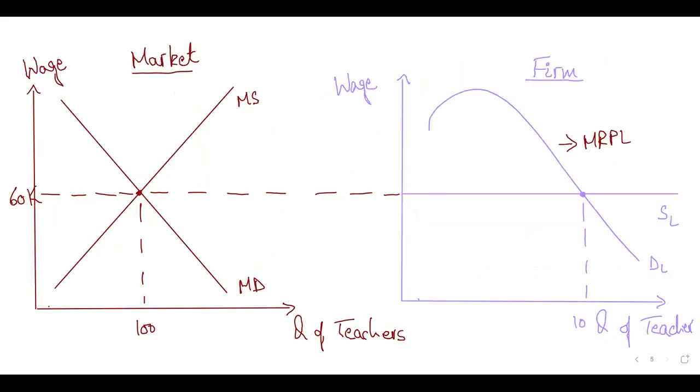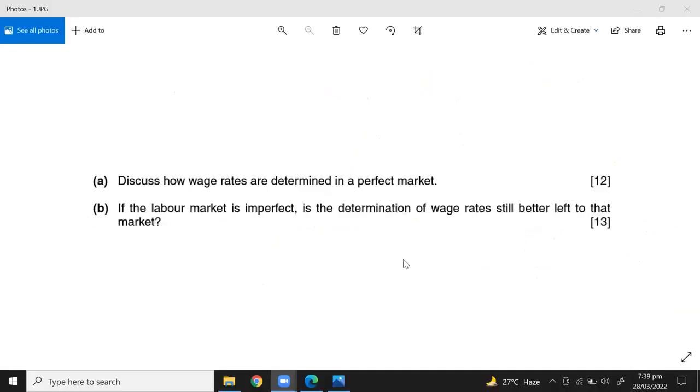Now let's come back to the question and see what exactly the question was asking us to discuss. Discuss how wage rates are determined in a perfect labor market. Now, this is exactly what you need to explain. Okay. Now let's get down to the question. Now, in this, you will also need to explain the demand for labor. Now, have a look at this. Discuss how wages are determined, wage determination in a perfect market, right? This is what the question asks us to discuss.